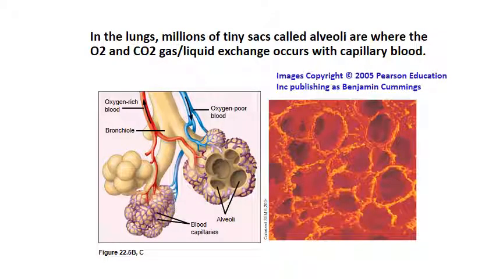So in the lungs, there are millions of tiny sacs called alveoli, which are where the actual exchange of oxygen and carbon dioxide occurs with capillary blood. Now, the reason there's so many is you will find from the physical laws we discuss later that surface area is a very important qualifier for how much oxygen can get into the bloodstream and how much carbon dioxide can be removed.